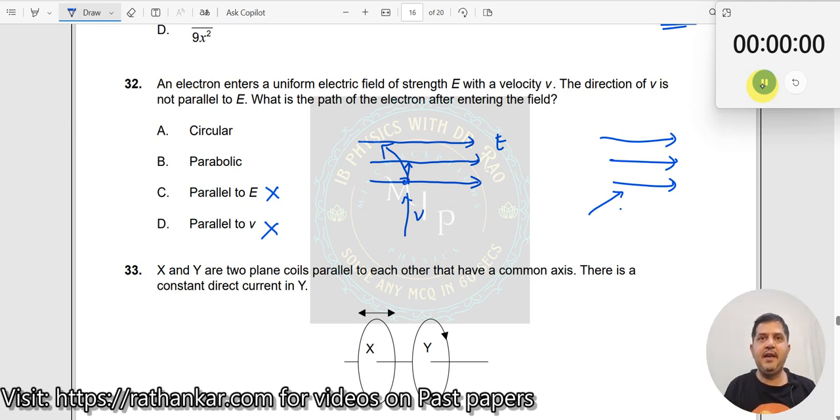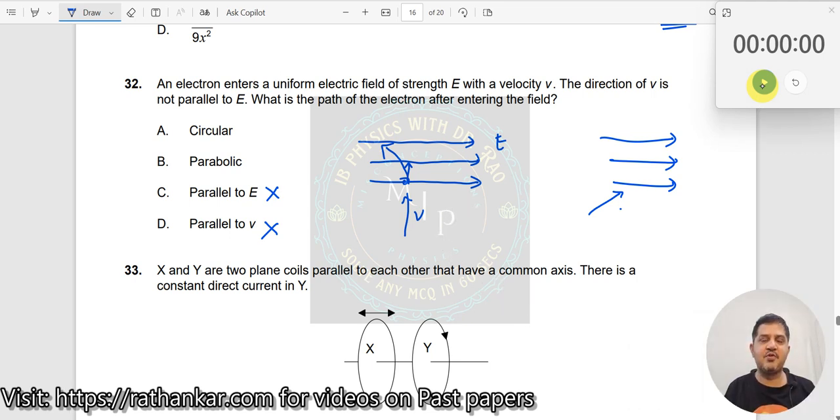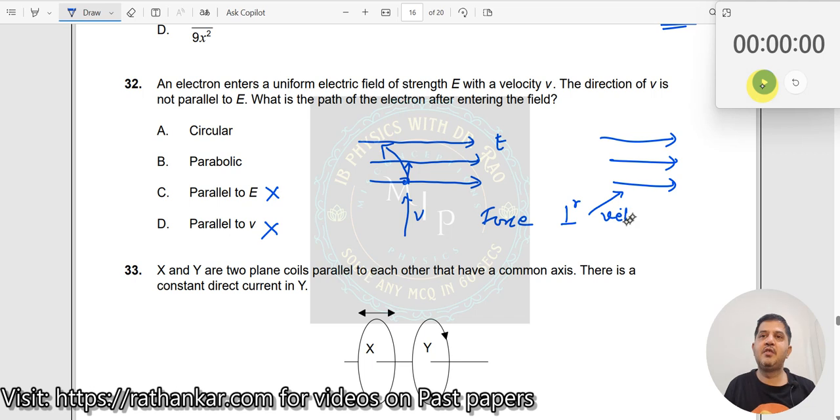Now, if it has to be circular, what should be the case? We already learnt it in circular motion. If a particle has to move in a circular motion, then the force should be perpendicular to velocity, right? Force should be perpendicular to velocity, which means what? When it is entering over here, this is your velocity vector here. There should be a force acting like this over here. Is there a force acting here?